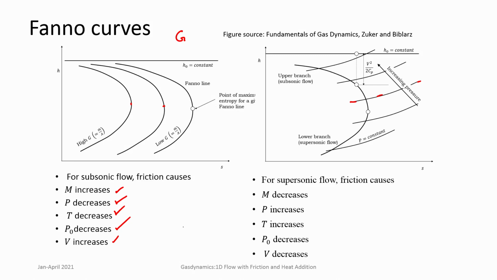Now, what happens in supersonic flow? Friction causes Mach number to reduce, velocity also decreases, Mach number decreases, and pressure, temperature will increase. Consequently, you have increase in density as well, and P naught will decrease, because even in this case the entropy continues to increase along the supersonic branch.